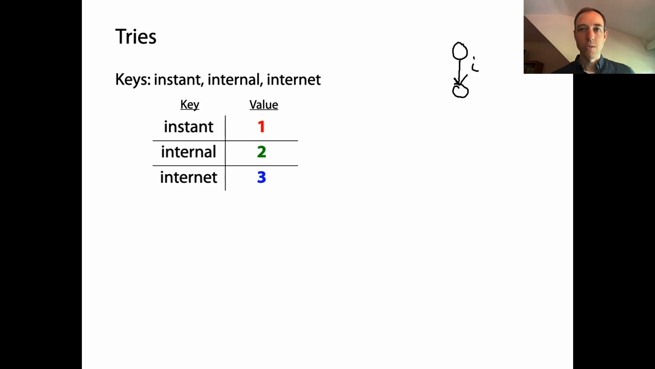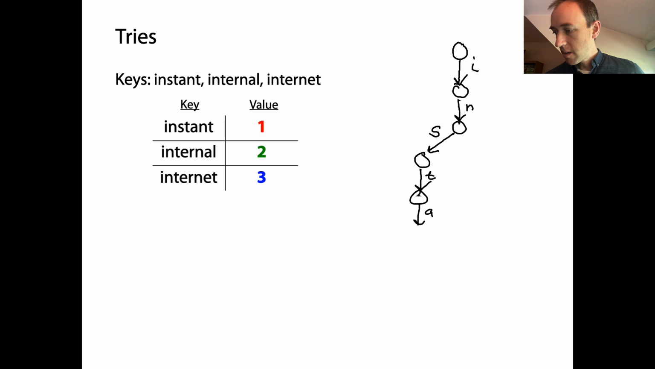Again, all the edges in the trie should be labeled with a single character from the alphabet, and a node can't have more than one child edge with the same label. Okay, so there's the I. Then I'm going to draw the N as the next edge label. Okay, and then for reasons you'll see in a moment, I'm going to go off to the side with my next edge, and the next edge will be labeled with the next character in the word instant, which is the letter S. Okay, let's keep going. After S comes T, after T comes A, after A comes N, after N comes T.